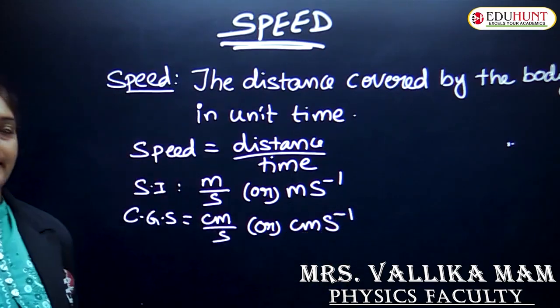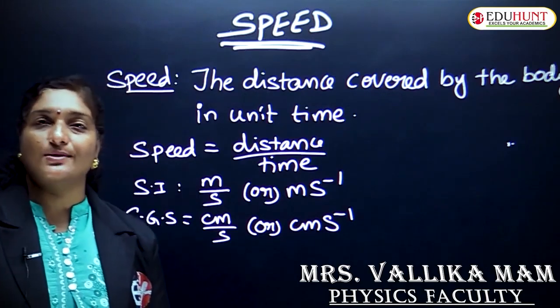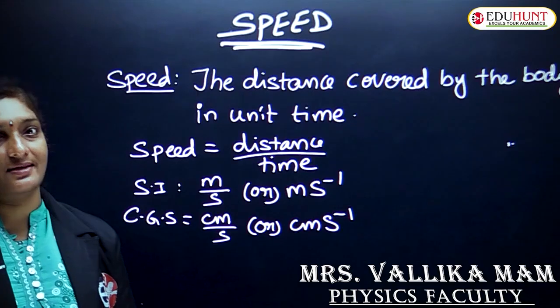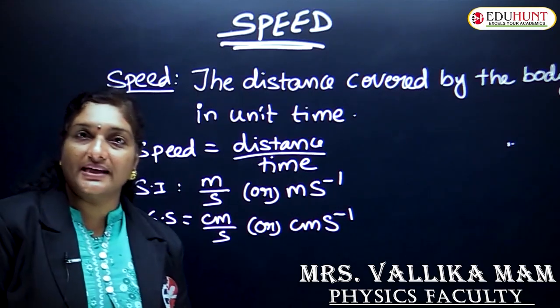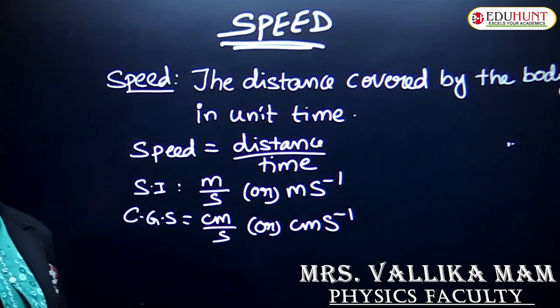So children, let us recall what is speed. The distance covered by a body in unit time is called speed. The mathematical formula is speed equals distance by time. And the SI unit for speed is meter per second and the CGS unit is centimeter per second.